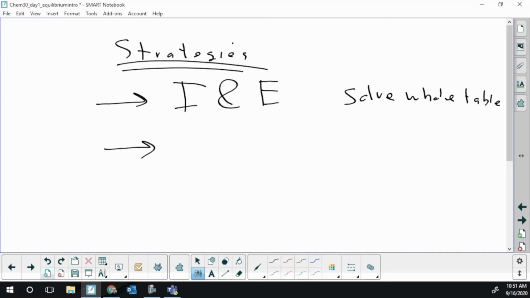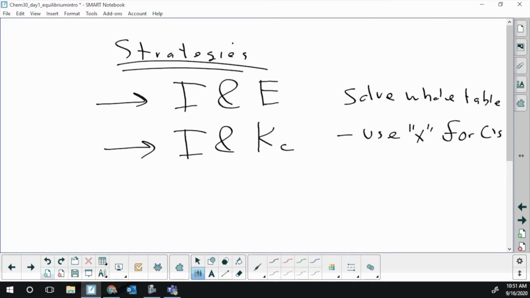Okay. A second strategy that you'll have to use sometimes that you've not seen yet is if you know the I values and an equilibrium constant, you're going to have to use a variable in your ice table. So you're going to use an X for your C's, for your changes. And if your change had a coefficient of 3, you'd say 3x for your change. If the coefficient was 2, you'd say 2x. Or if a change of 1 unit, 1x. Okay, so you're going to have to use a bit of your math algebra skills here.